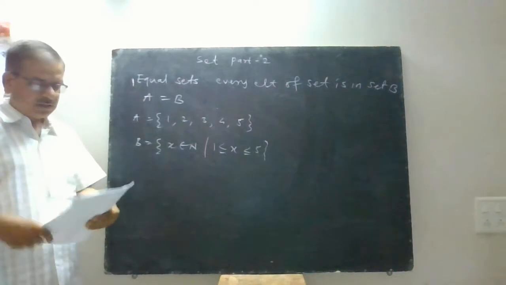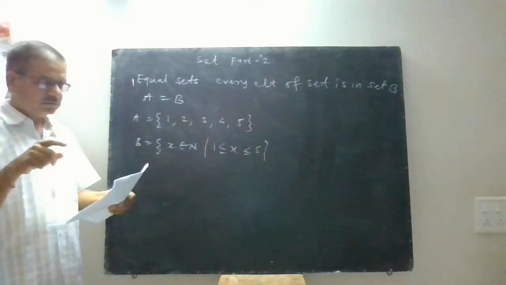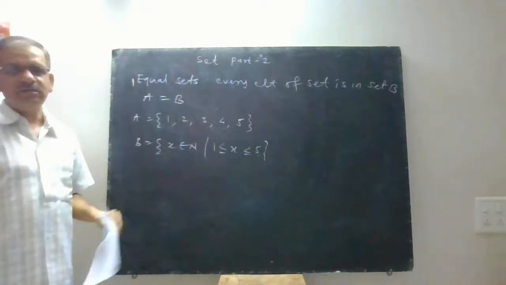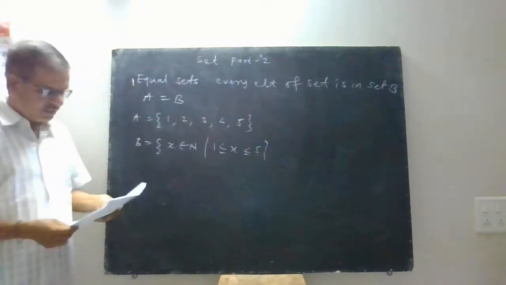Now in your book there is a practice set 1.2 based on these equal sets. Try to solve that.